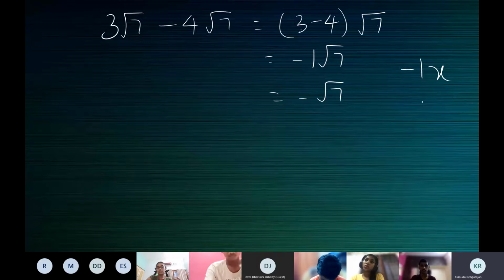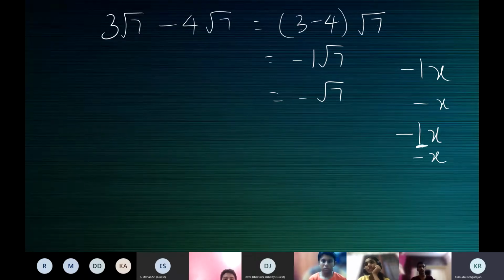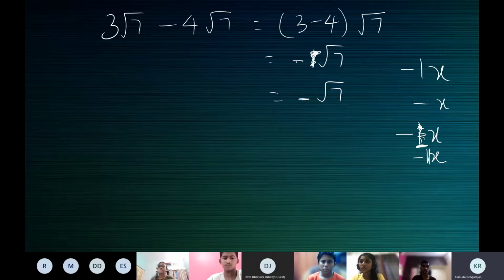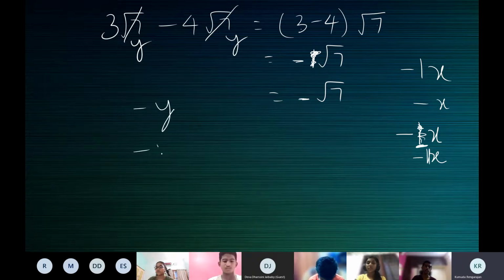Like minus 1x is simply minus x. Minus 1x is nothing but minus x. When the numerical coefficient is 1, you can just ignore it also. It's understood it is 1. Similarly, here you can simply ignore this. 1 root 7 is nothing but root 7. Minus cannot be ignored. Minus root 7. Just like algebra, just treat this as y. What is 3y minus 4y? Minus y. Minus root 7. That's all.